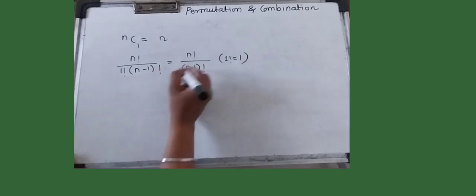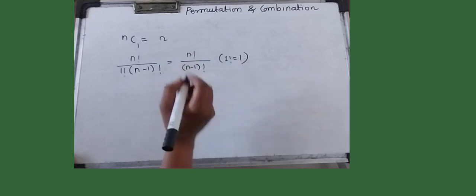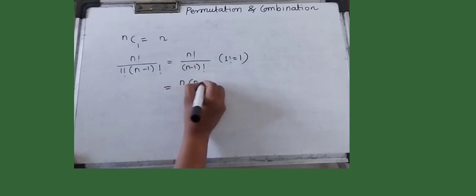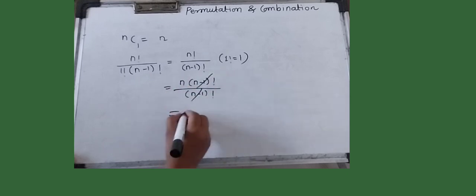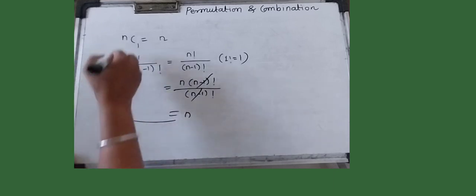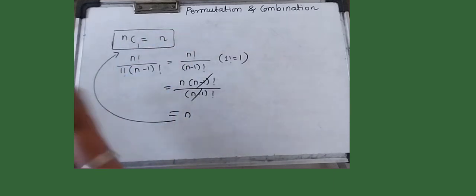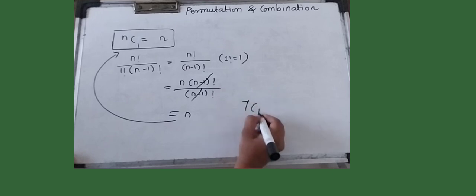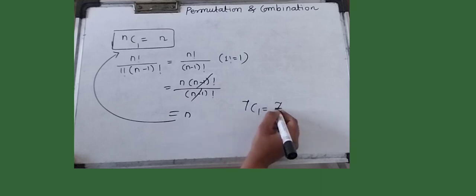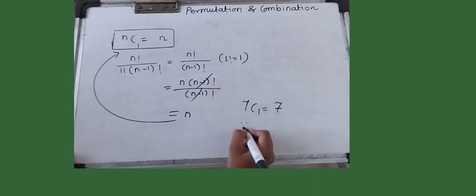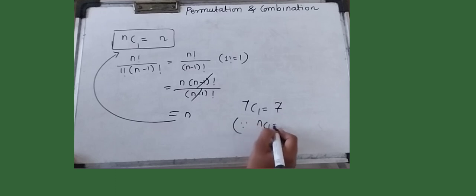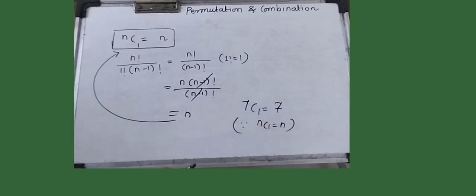So what is this? N is large, n minus 1 is small. So I write here n minus 1 bracket factorial. N minus 1 bracket factorial gets cancelled, answer is n. Clear? So remember this one. For example, if I write 7C1, directly write down the answer, 7. No need to put the formula and solve. Directly write 7, since we know that nC1 is n. So your time will not be wasted. Clear?